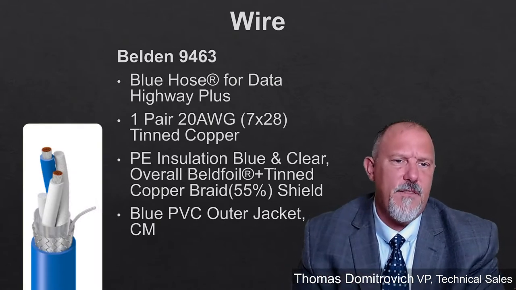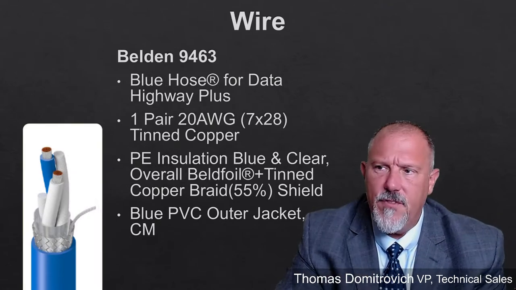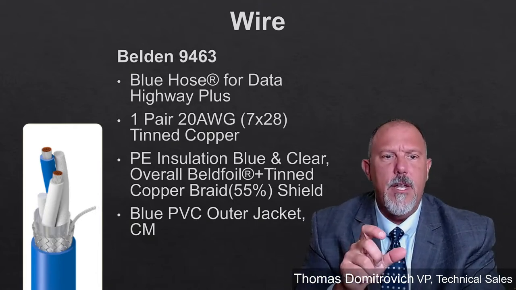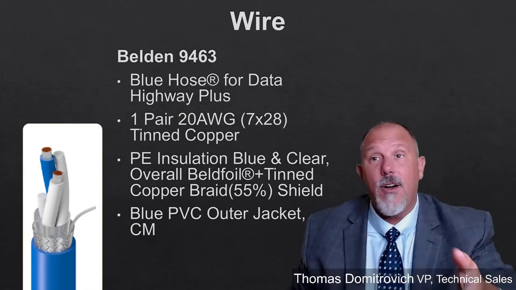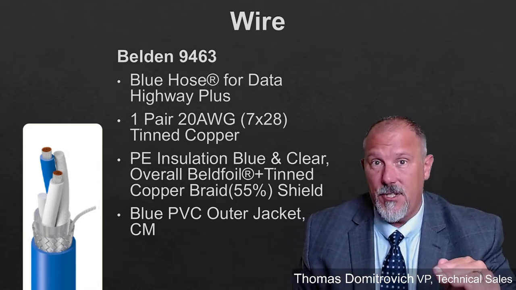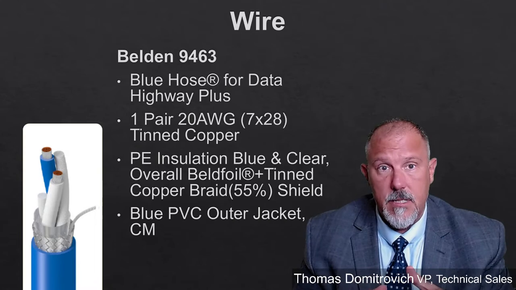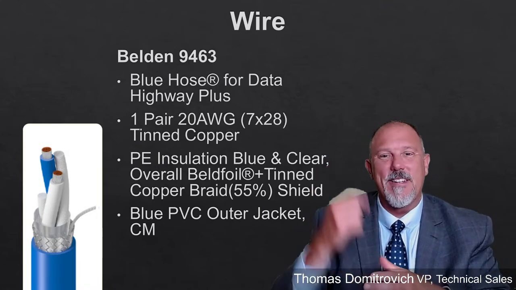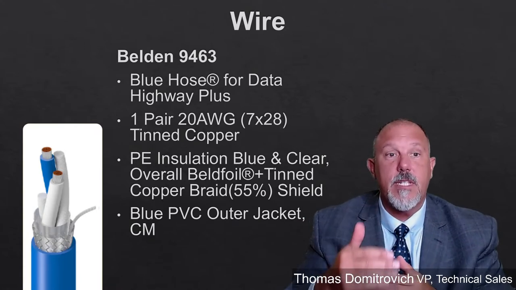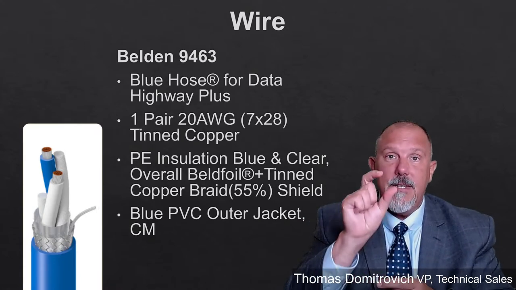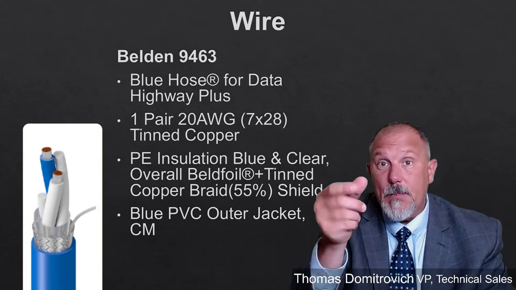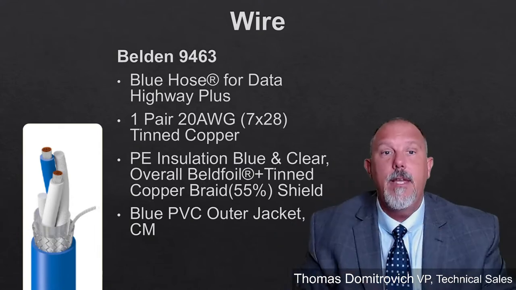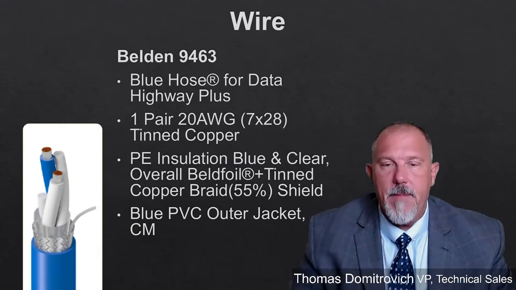There's your Belden 9463, and you have two conductors there. Those other two white items are spacers. The reason they put those in is because when you get into communications, you're dealing with higher frequencies. And what happens there is you need to make sure that the conductors are spaced evenly, because the fields will cancel. Okay, field theory, magnetic field theory.